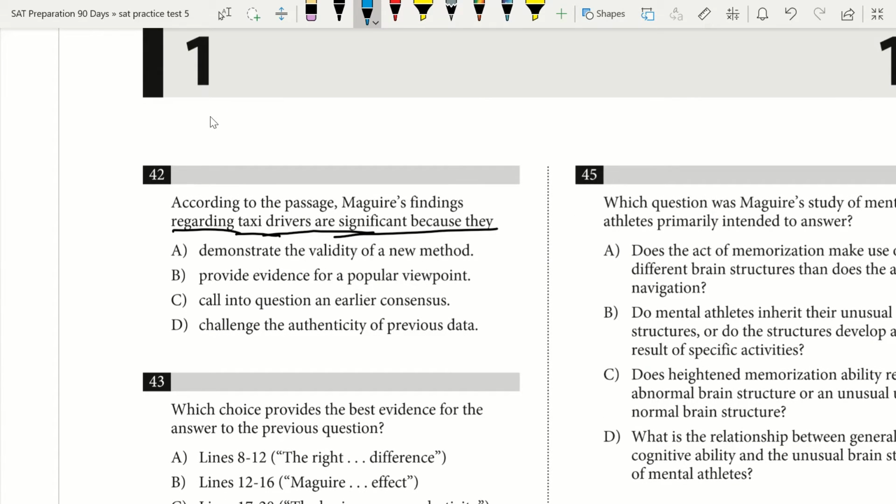We have option A, demonstrate the validity of a new method. There is no new method, so that's going to be incorrect. Option B, provide evidence for a popular viewpoint. We're not providing evidence for a popular viewpoint. B is incorrect. C, call into question an earlier consensus. Yes, it was previously believed that the brain couldn't spawn new neurons. However, after this investigation, we believe that it is possible because these London cabbie drivers have 7% larger brains in a certain section. Option D, challenge the authenticity of previous data. We're not challenging the authenticity of previous data, so D is incorrect as well.